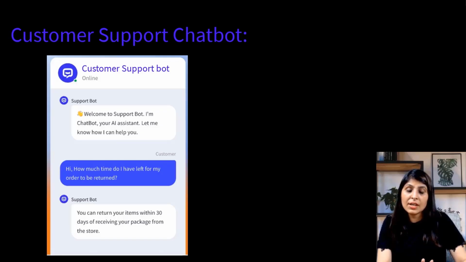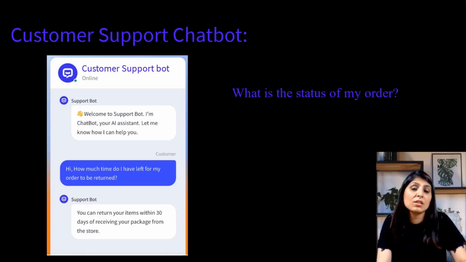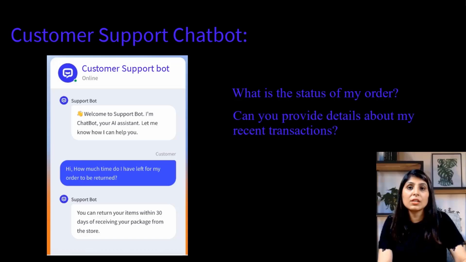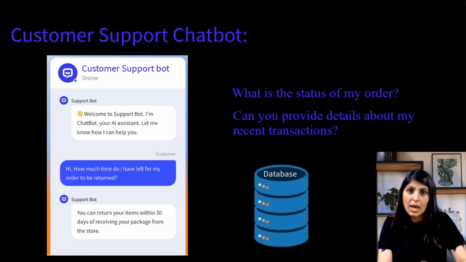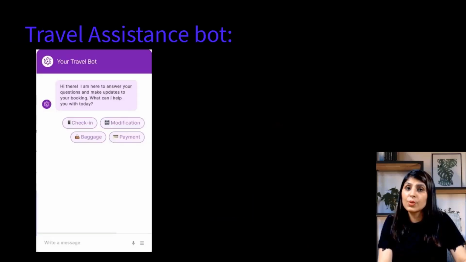Imagine a company having a customer support chatbot that assists customers with inquiries. A customer can ask questions like, what is the status of my order? Or they can ask, can you provide me the details about my recent transactions? The company has all the data related to all the customers in their database. And if the company has a chatbot which can interact with the database, then questions like these can be easily answered, right?